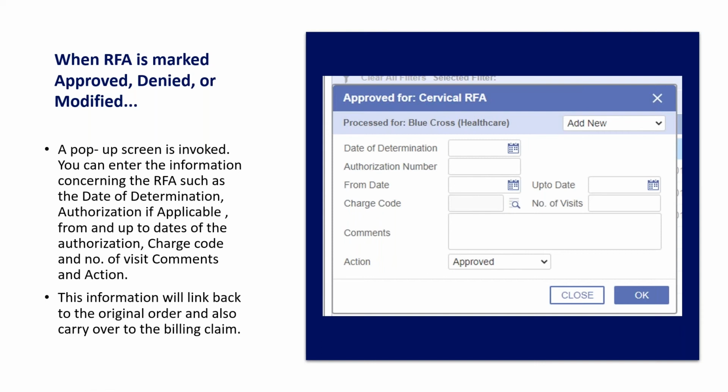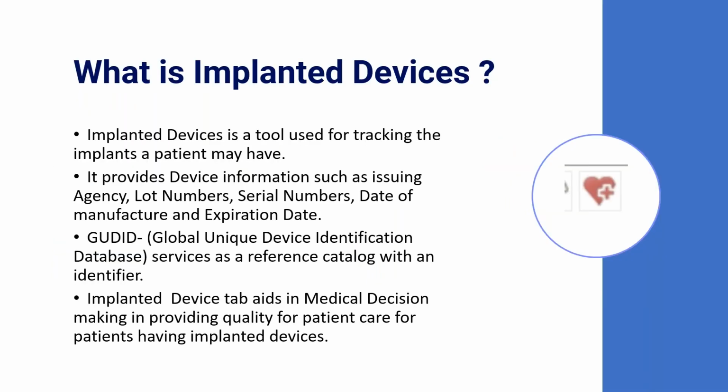Now, my fourth gem is implanted devices. Implanted devices is a tool used for tracking implants that a patient may have. It provides device information using the agency, lot number, serial number, date of manufacture, and expiration date. The GUDID, which is the Global Unique Device Identification Database, serves as a reference catalog for the identifier. And then the implanted device tab helps you in medical decision making and providing quality of care for those patients who have devices.